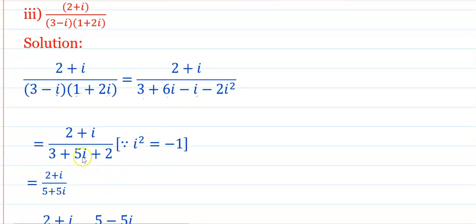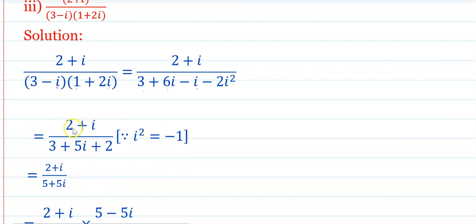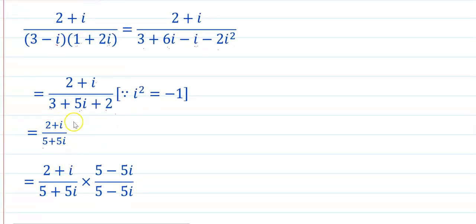Okay. And hence, you have the numerator 2 plus I upon, this is a 3, 6I minus I, here is a 5I. Minus 2I square, I square is a minus 1, minus 2 into minus 1, that will become plus. Therefore, 2 plus I upon 3 plus 5I plus 2. 3 plus 2, hence you are getting 5 plus 5I.